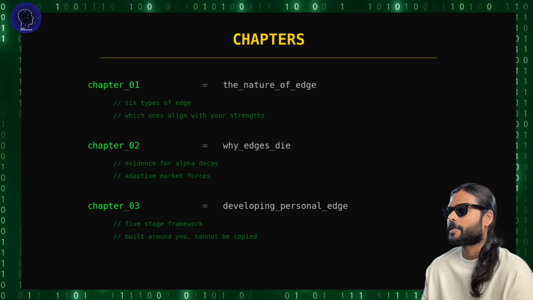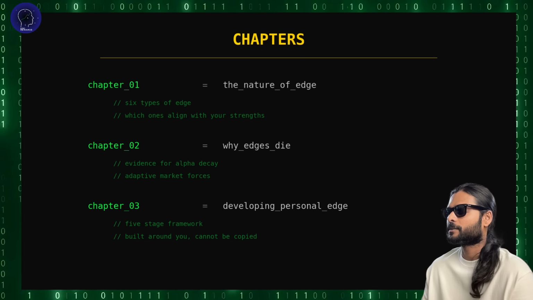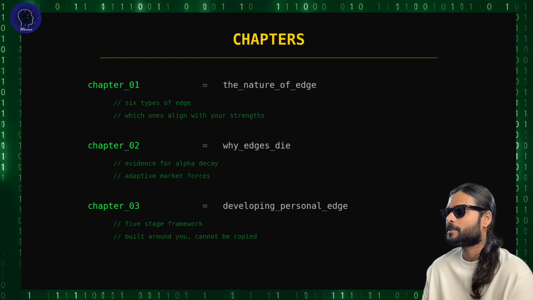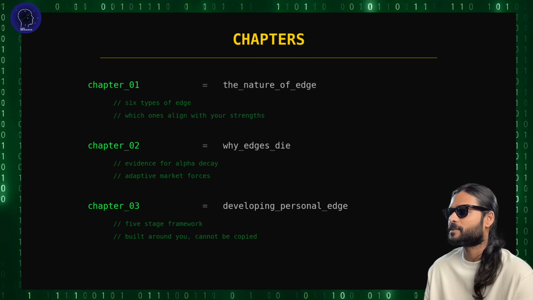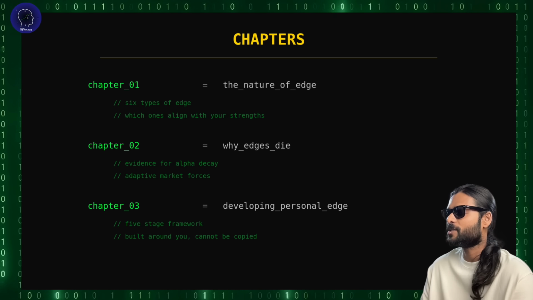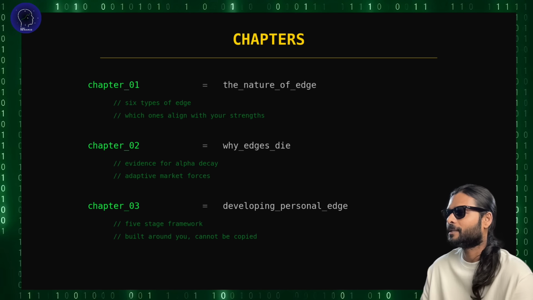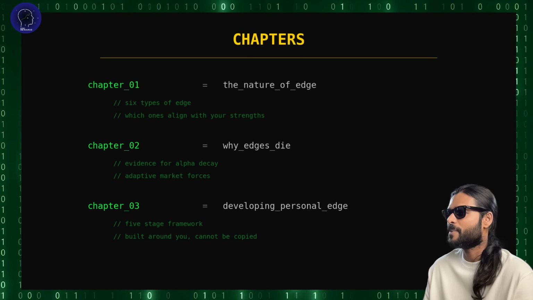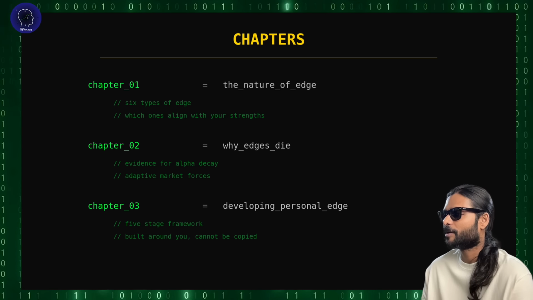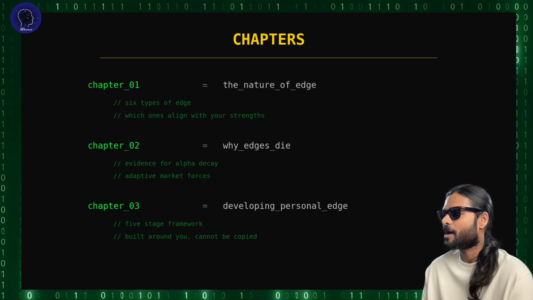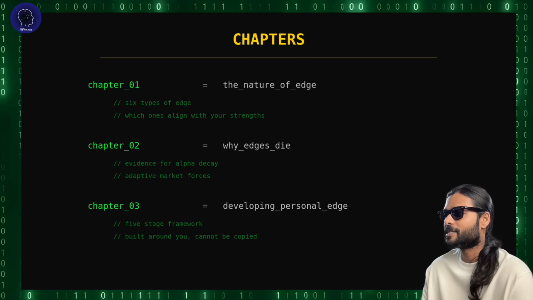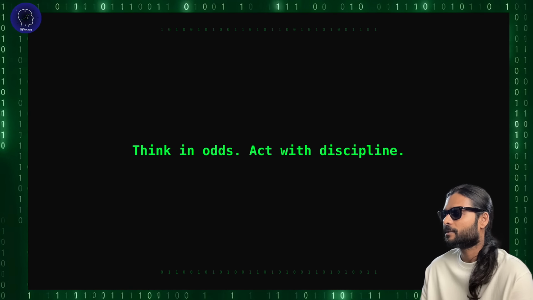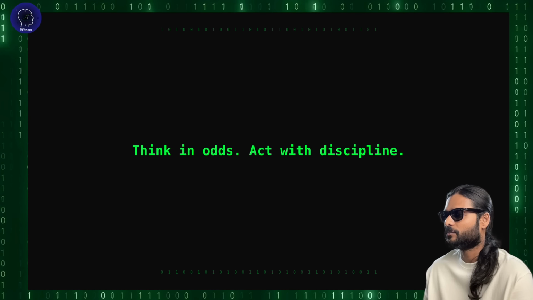Here are the chapters that will help you understand this concept better. First, the nature of edge. You will understand the 6 types of edge and which ones align with different strengths. Second, why edges die. You will see the evidence for alpha decay and understand the adaptive market forces that make it inevitable. Third, developing personal edge. You will have a 5-stage framework for building something that cannot be copied because it is built around you. Think in odds. Act with discipline.